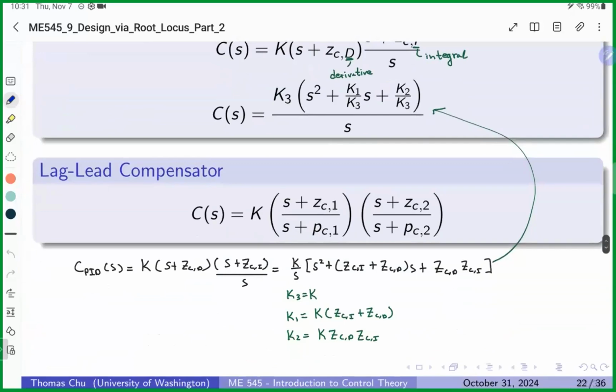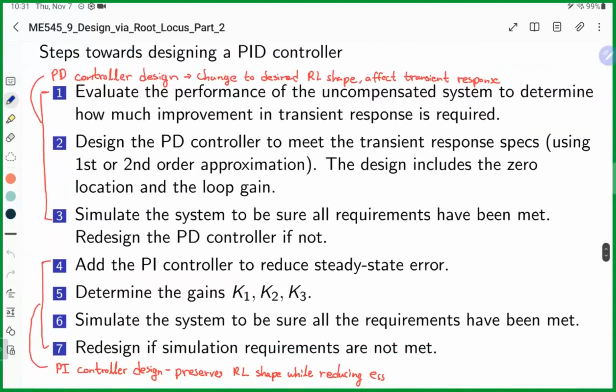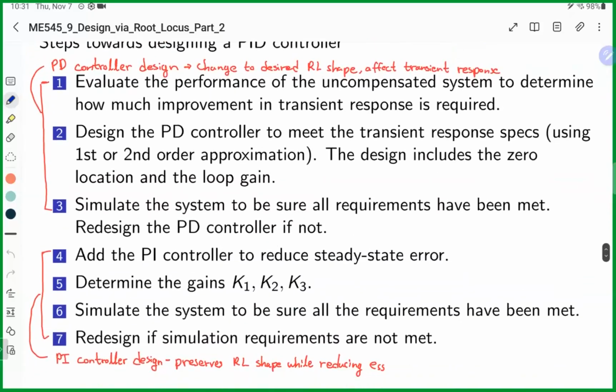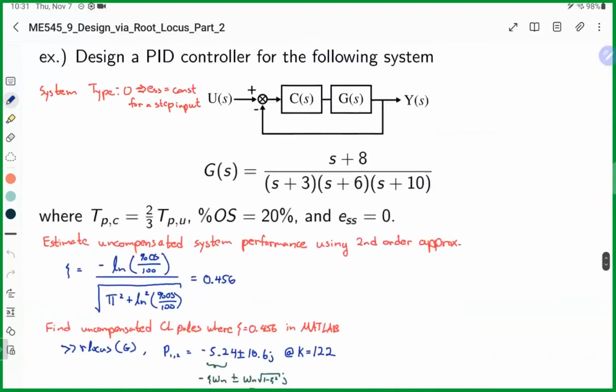To do the design, we designed the PD controller first to shape the root locus into something that we like. And then we use our PI design to preserve the shape of the root locus because now we no longer need to change the root locus shape. We just want to reduce steady state error. And so the PD controller design is probably the hardest part. Once you get the PD controller done, you can just design the PI and you're done.